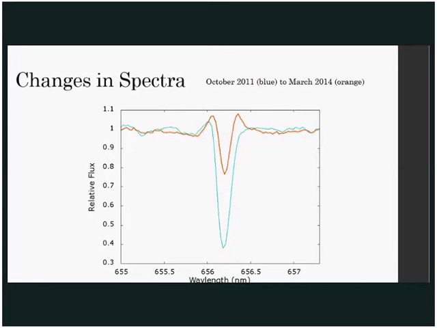So this is H-alpha again, the changes in the spectra. In October of 2011 is the blue, so you can see a high absorption. And then in March 2014, the absorption starts to shrink, and the emission is showing more than it did before. But you have to keep in mind that both of these are after the eclipse, so it's still changing while out of eclipse.